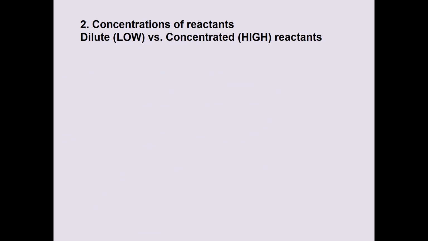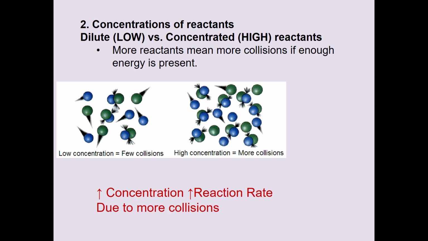All right, let's come to our second way to manipulate the rate of reaction. Number 1 was whether it's molecular or ionic, and ionic is faster. Number 2 is concentration of reactants. If I have a dilute or very low molarity versus a concentrated or high molarity of reactants, that is going to influence how fast it goes. The more concentrated it is, the faster it will be.